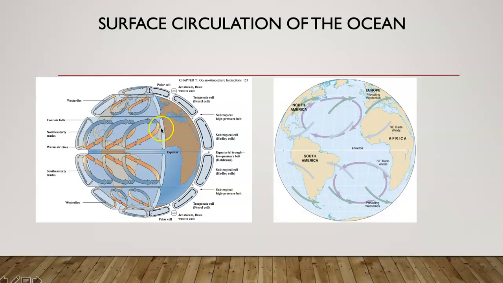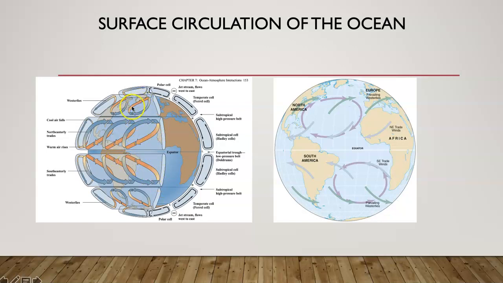Remember, we have the trade winds blowing between 30 north and the equator and 30 south and the equator. These are blowing from the subtropical high pressure zones to the equatorial low pressure zone. And they are going from northeast to southwest in the northern hemisphere and southeast to northwest in the southern hemisphere. So these are the northeasterly trade winds in the north and the southeasterly trade winds in the south.